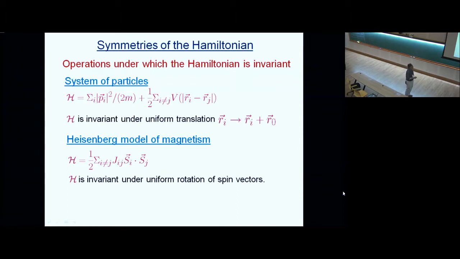Let's say we are looking at a situation where these J's are all positive, which basically means that these spins want to be parallel to each other. When they're parallel to each other, then the energy is lowered. The point is, the J's are such that the energy is lowered when all the spins are pointing in the same direction. And that state, of course, breaks this uniform rotation symmetry because a particular direction has been picked.